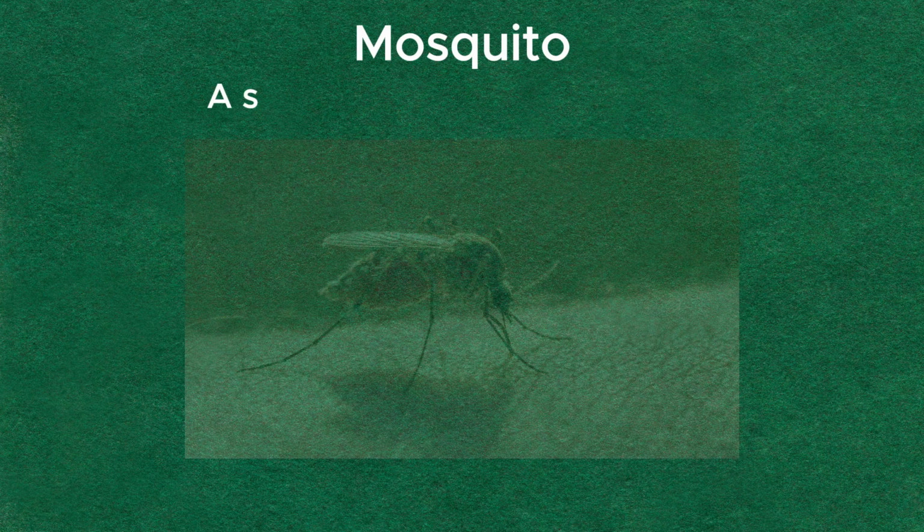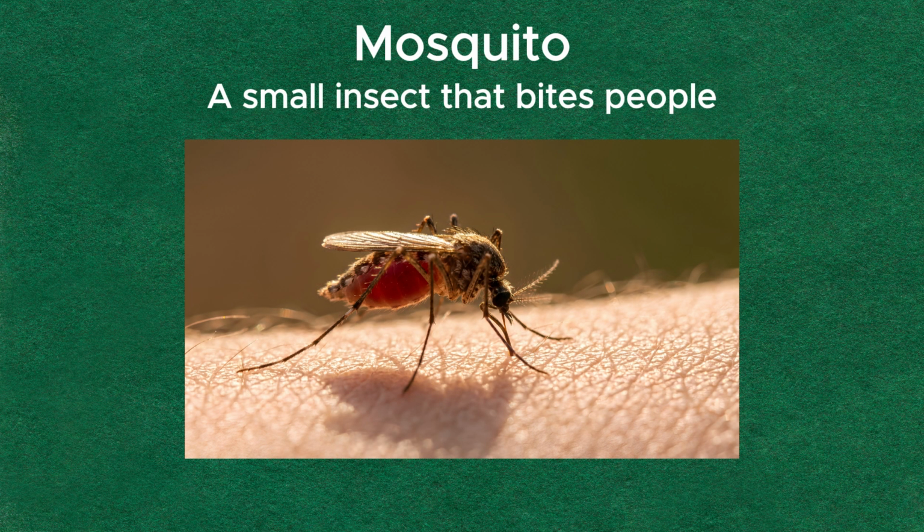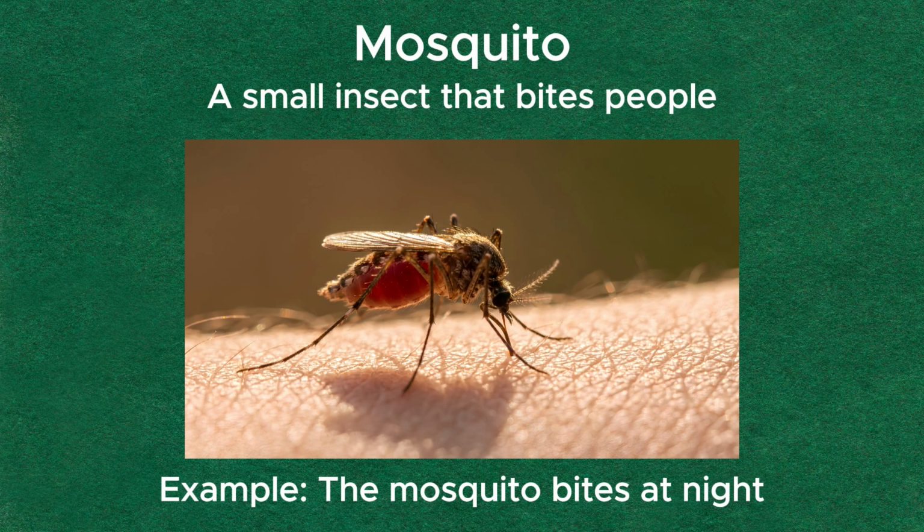Mosquito. Mosquito. A small insect that bites people. Example, the mosquito bites at night.